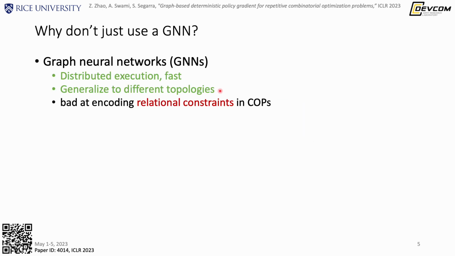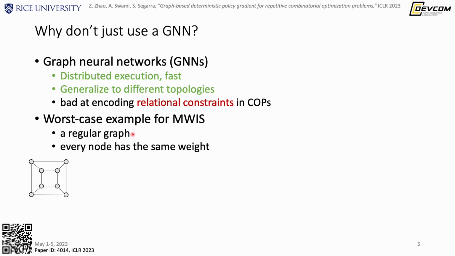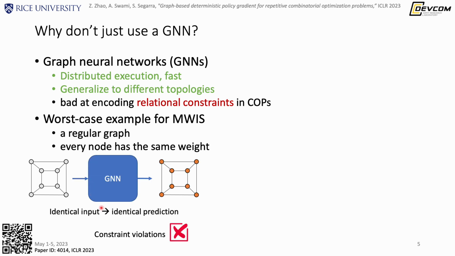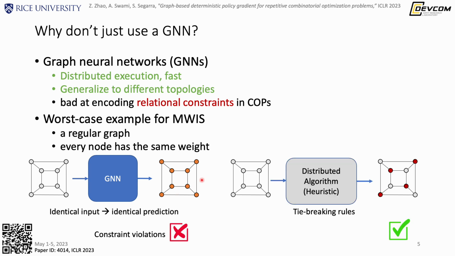Can't we just use graph neural networks? Well, the main problem of GNNs is that they are bad at encoding the relational constraints. For example, if we want to find the maximum weighted independent set on this regular graph, where every node has the same weight, put it in a GNN. Now every node has an identical input, so it will end up with identical prediction and identical decisions on every node, and that violates the constraint. Whereas a conventional algorithm will always output a valid solution.